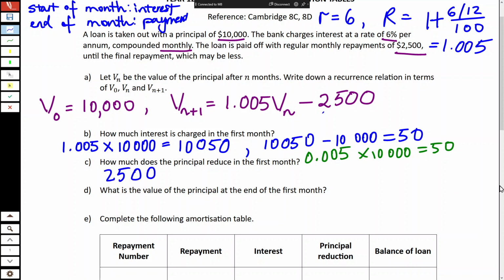I pay the bank $2,500, but not all of this money will go towards paying off the loan. Some of it will pay off the interest first. So then you minus that from 10,000. That's right. So originally, this is part D now. I owed the bank $10,000. The bank charged me $50 interest, which means I can only reduce the principal by $2,450.